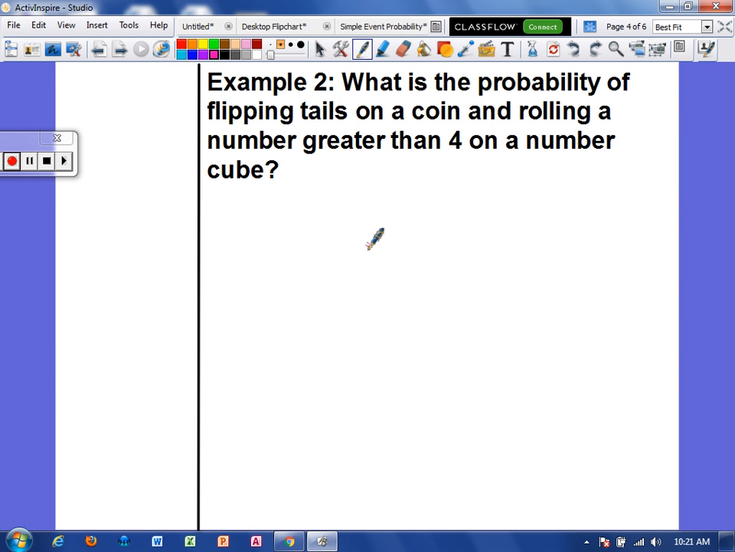Alright, example 2. What is the probability of flipping tails on a coin and rolling a number greater than 4 on a number cube? Alright, so let's find the probability of flipping tails. Well, on a coin, one side has tails and there are 2 total sides, so the probability of that happening is 1/2.